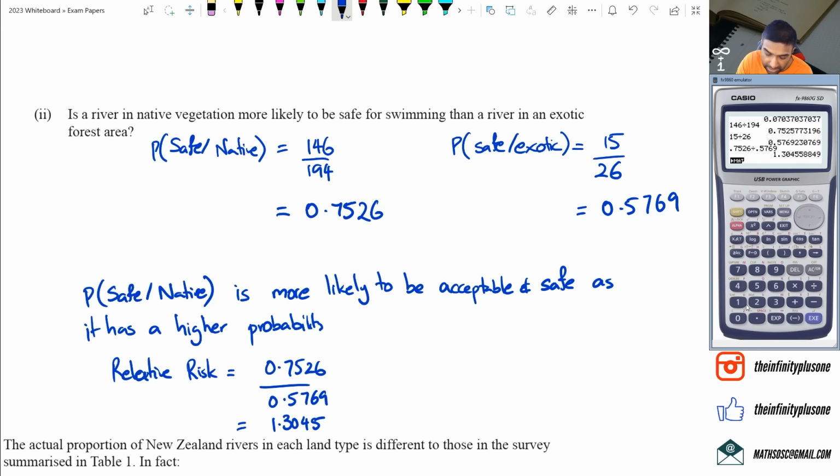Now the answer schedule does say relative risk is not needed. You could just talk about it with the probabilities. So correct one of these probabilities, either this one or this one, is going to get you an achieved, and the merit is for the statement itself.